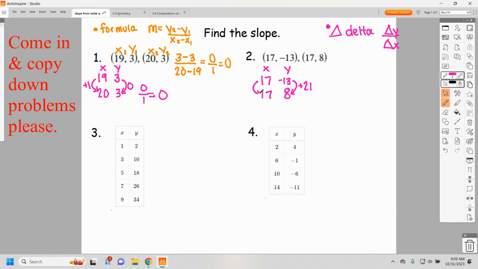On the x's, 17 to 17, I didn't change at all. It stayed 0. So I put the change in y number, 21, over the change in x number. And then I realized that I cannot divide by 0. Remember, can you divide by 0? If the 0's on the bottom, no, you cannot do it. So this one is undefined, which means that your line is vertical like this.